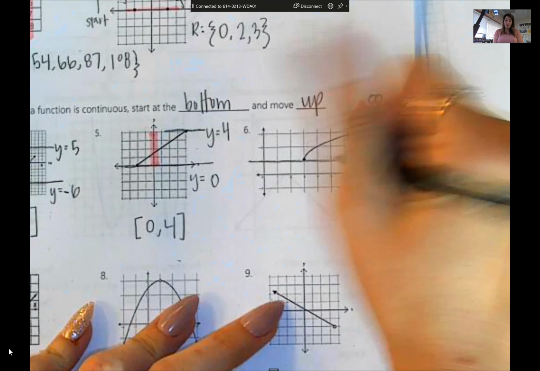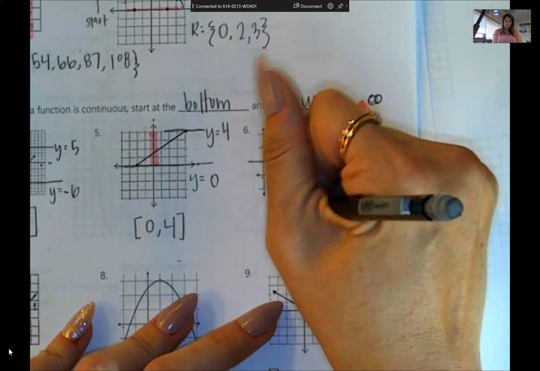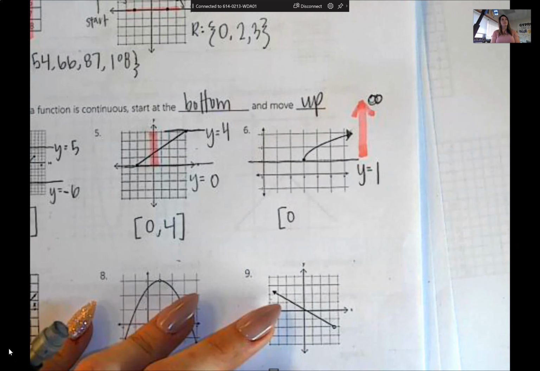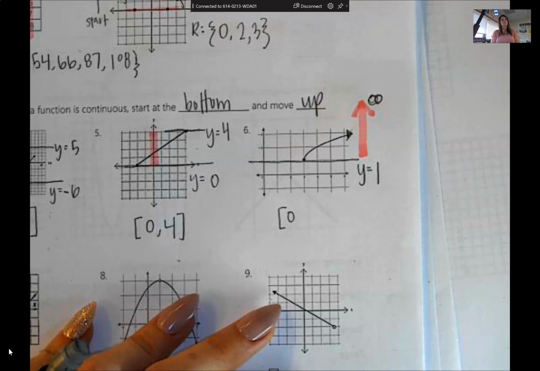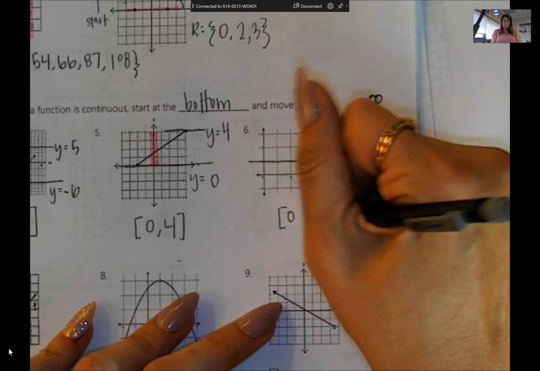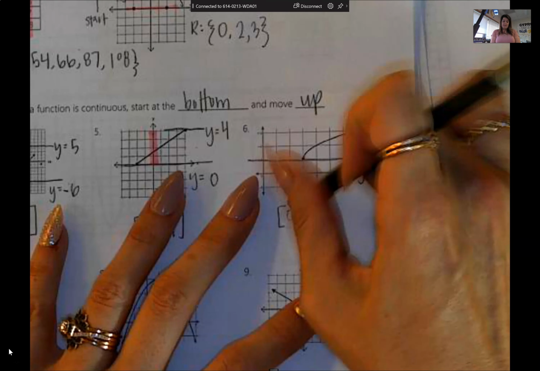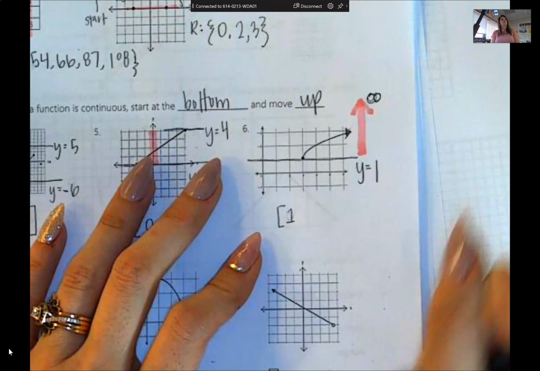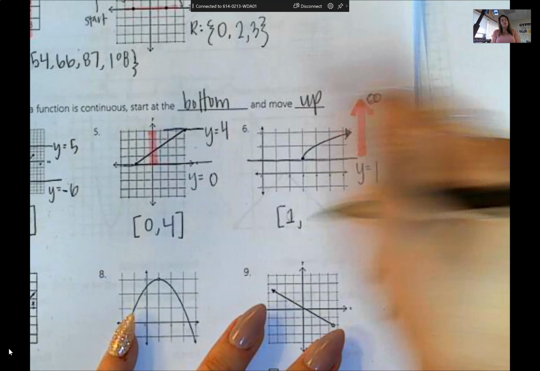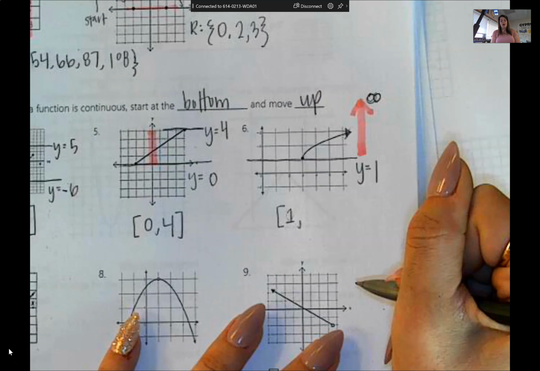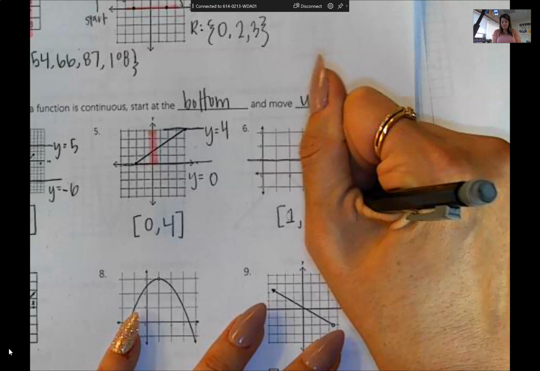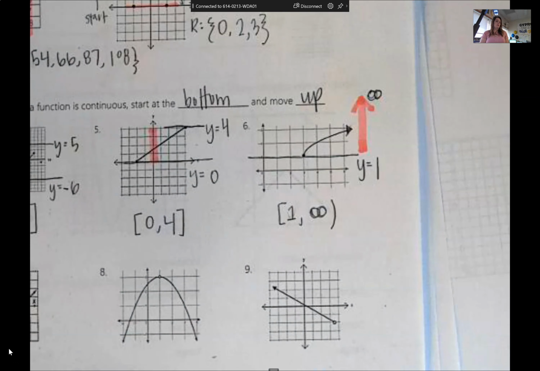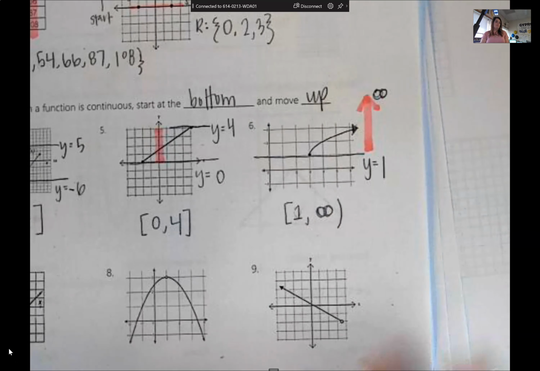So on my bottom, I have a 1 included because that's a closed point. And on the top, we're going to put an infinity with an open parenthesis.